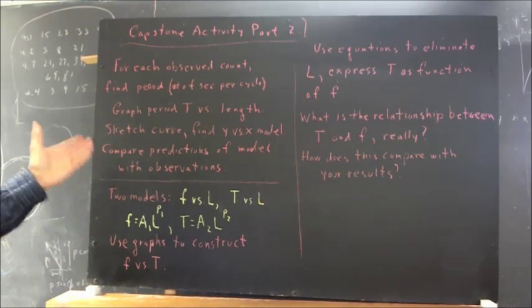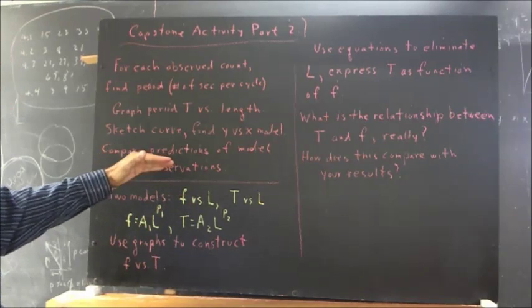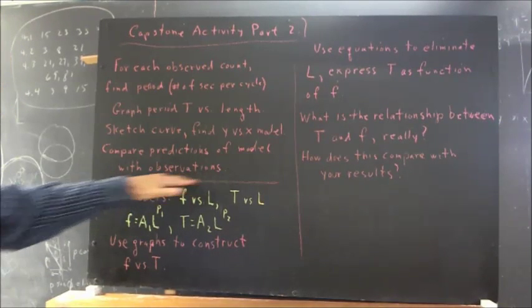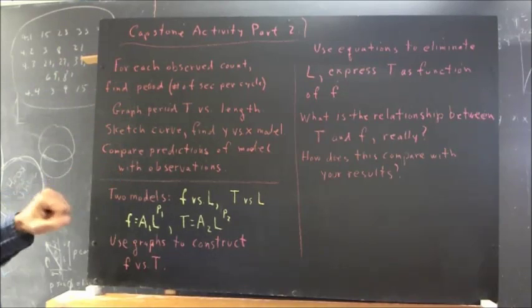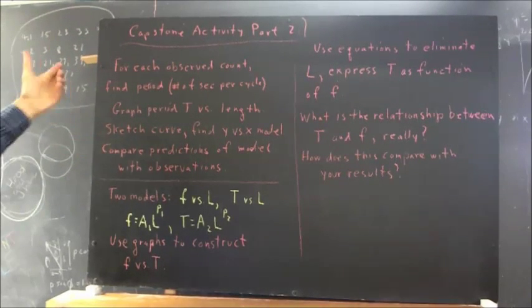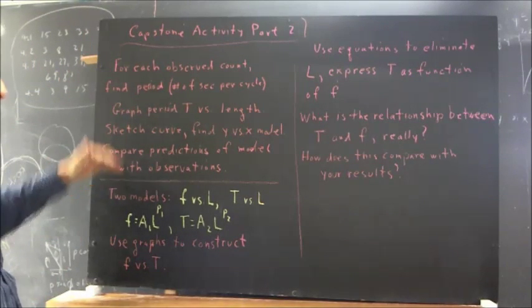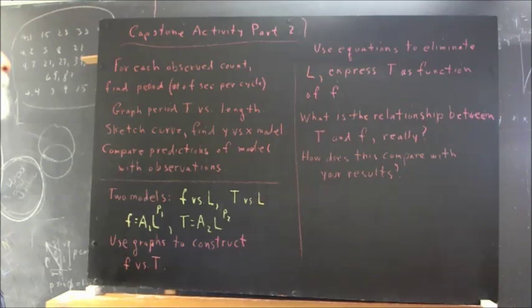Okay, then you compare the predictions of your model with your observations in the same way we did previously. Now, I'm not stating all this in all the detail that I did before, but I expect you to understand what those details would be and to do essentially the same thing for this data that you did for the preceding set of data. Okay, that's a good start.